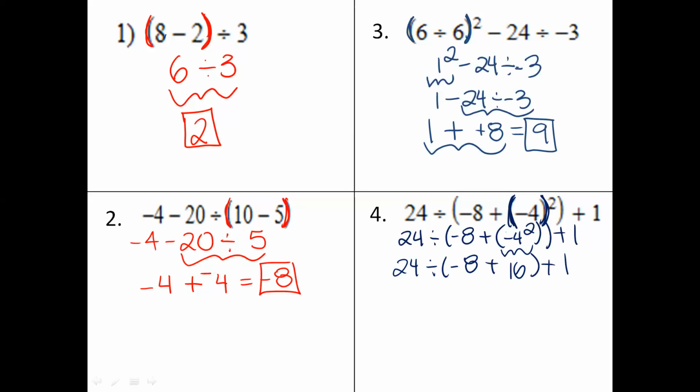We got one more parentheses again. Negative 8 and 16 will give me 8. I'm going to rewrite everything. 24 divided by 8 plus 1. Parentheses, done. Exponents, done. Multiply or divide. Here we go. Dividing 24 by 8, we're going to get 3 plus 1. And our last step is just to add them, which we're going to get 4.